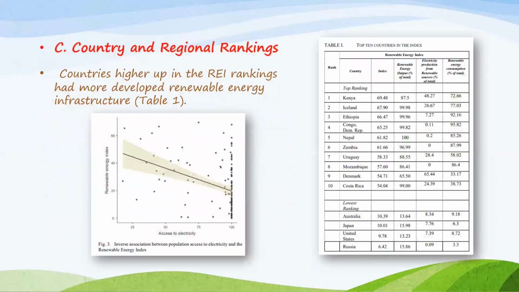Let us see how the countries and regional places are ranked. Countries higher up in the REI rankings have more developed renewable energy infrastructure, as you can see in table 1. Let's see the top 10 countries in this index. We have Kenya, Iceland, Ethiopia, Congo, Nepal, Zambia, Mozambique, Denmark, Costa Rica. And the lowest ranked countries are Australia, Japan, US, and Russia.